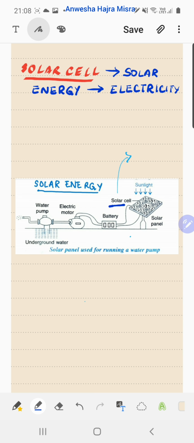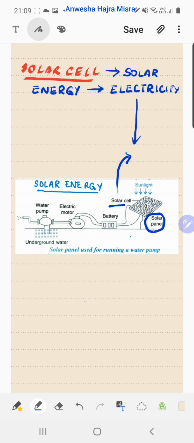Now you can see the solar cell over here. What does this solar cell do? It converts solar energy directly to electricity. A solar cell is usually made up of semiconductors. Now, to increase the efficiency, a number of solar cells are joined together to form a solar panel.